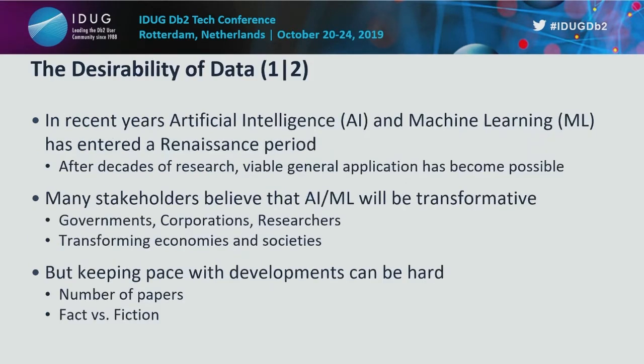If we get a little bit onto why data is such a hot topic, or as I put it here, the desirability of data. The term artificial intelligence itself was, I think, first coined in 1955, but the science behind it goes back longer. In many ways you could say AI has been a 60-year overnight success. But in the last few years, there's been a big renaissance, a big development in the amount of research and practical applications of what can be loosely termed AI technologies, to the point where we're now seeing viable general application.